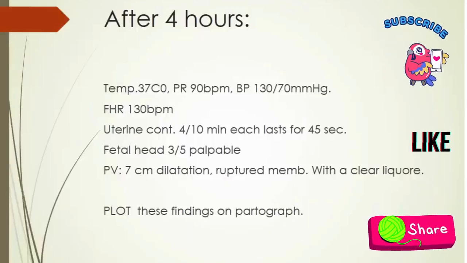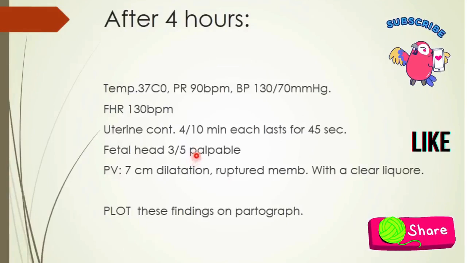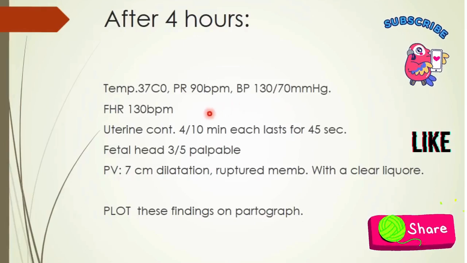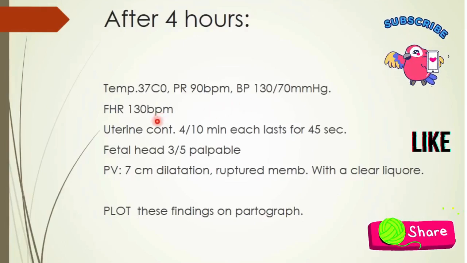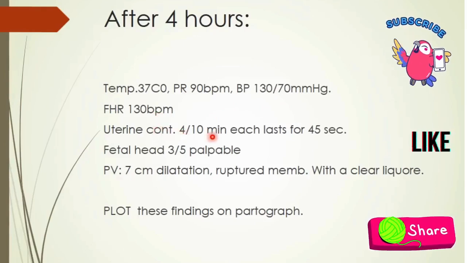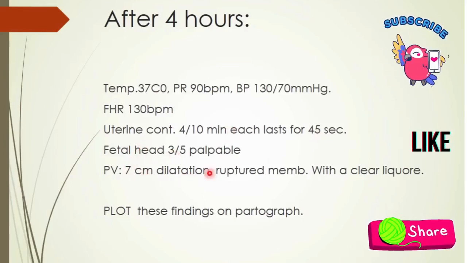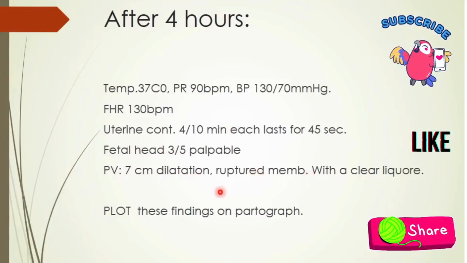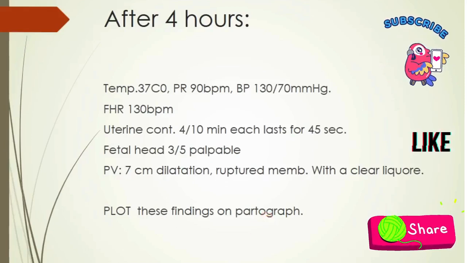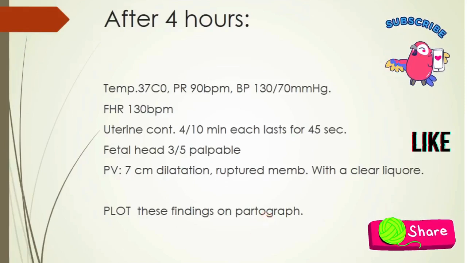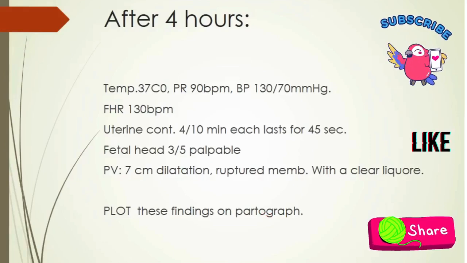After 4 hours, this woman, the temperature 37 centigrade, pulse rate 90 beats per minute, blood pressure 130/70 millimeter mercury, fetal heart rate 130, uterine contractions 4 in 10 minutes, each lasts for 45 seconds, fetal head 3/5 palpable, PV 7 cm dilatation, ruptured membranes with a clear liquor. Plot these findings on the partograph. Again, you can stop this video and plot your findings, and then you check your plotting.